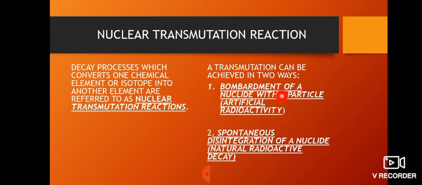You can bombard a nuclide with a particle, and that transmutation is known as artificial transmutation reaction or artificial radioactivity. Sometimes these transmutation reactions occur naturally, can be found in nature, and we call them natural radioactivity or natural transmutation reactions. So spontaneous disintegration of a nuclide is what we are talking about as a natural transmutation reaction.